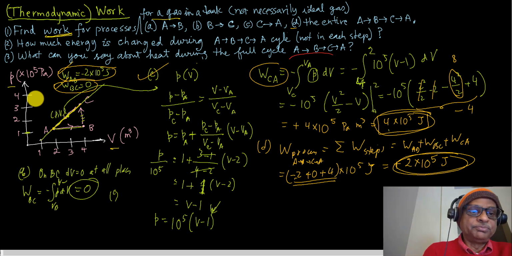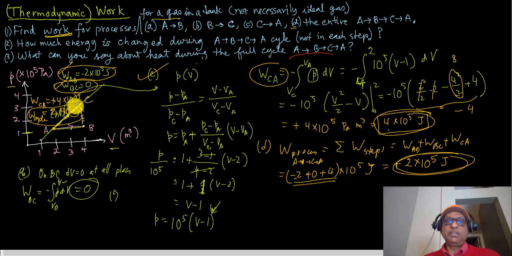So WCA turned out to be plus 4 times 10 to the power 5 joules, and W cycle turned out to be 2 times 10 to the power 5 joules, right? Okay, so let me erase and try to answer 2 and 3. They're the important ones.